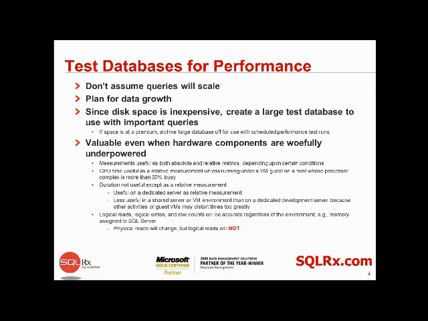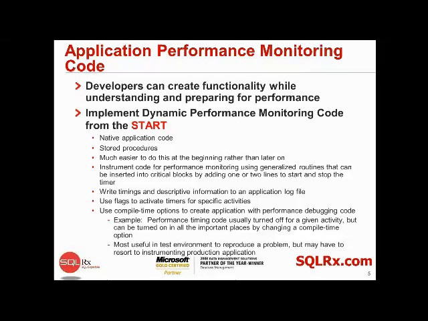So developers can create the functionality for understanding and preparing for performance right from the beginning. I believe this should be done for native application code as well as stored procedures. It's a lot easier to do it when you're building it than when you do it later on, trying to shoehorn it in and figure out all the places you need to stick a timer. It's very difficult to do. Quite often the people that have worked on the code originally are gone and on to other projects. So it's very difficult to go back and find all the places that need to be caught.